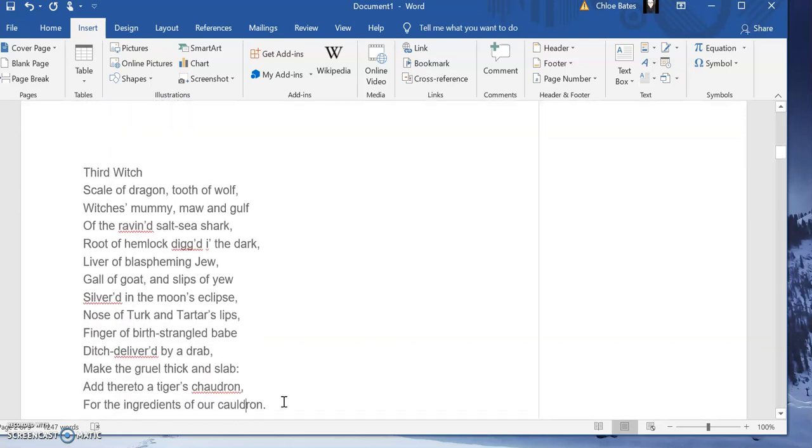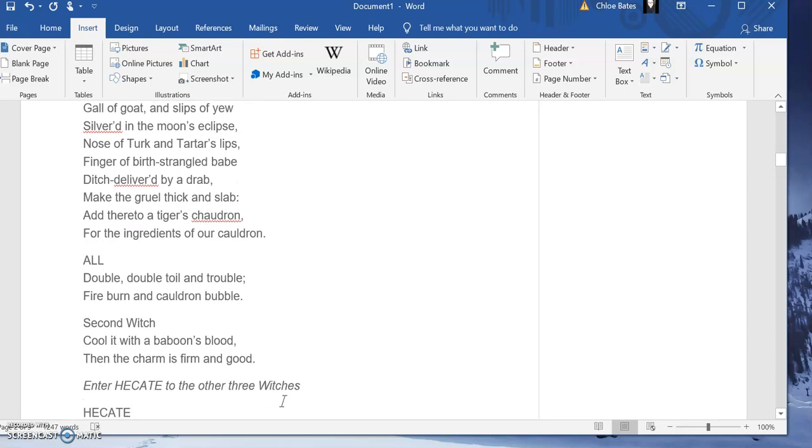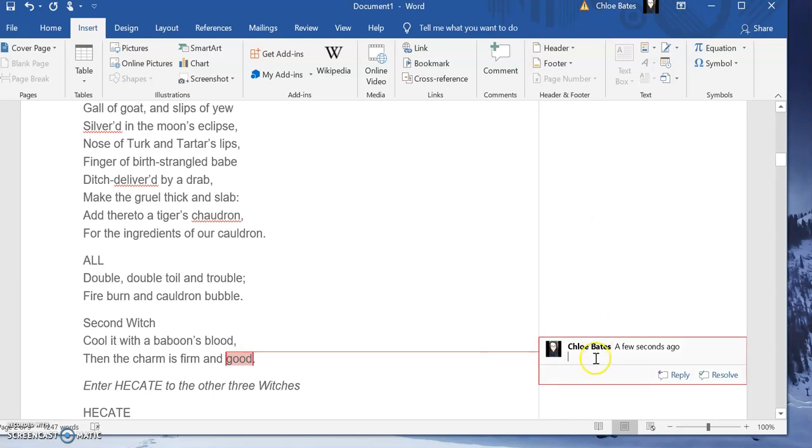Double double, toil and trouble, fire burn and cauldron bubble, cool it with a baboon's blood, then the charm is firm and good. So they are evil witches. All of this sounds very gruesome, gory. Killing these animals, just evil witches, and they're fully establishing power. That's all I can say, really.